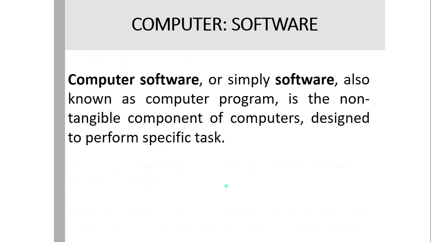So now what is a computer software? Computer software, or simply a software, also known as computer program, is the non-tangible component of computers, right, designed to perform a special task, right? So for a layman, a collection of one or more programs that are combinedly designed to perform a specific task is called a software.